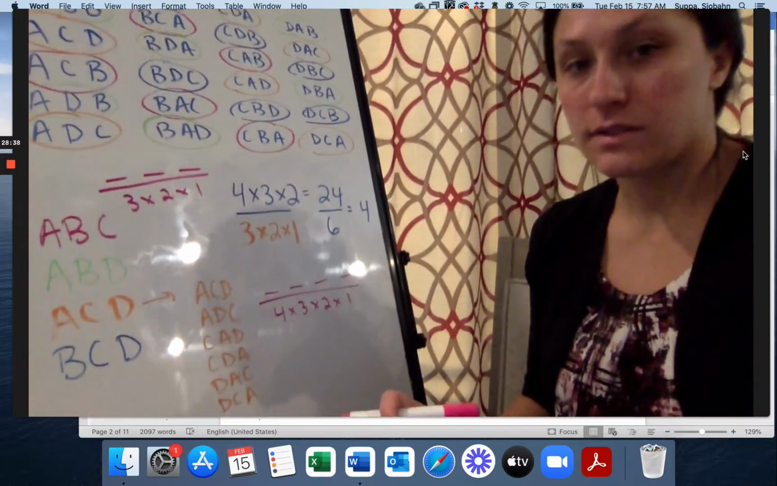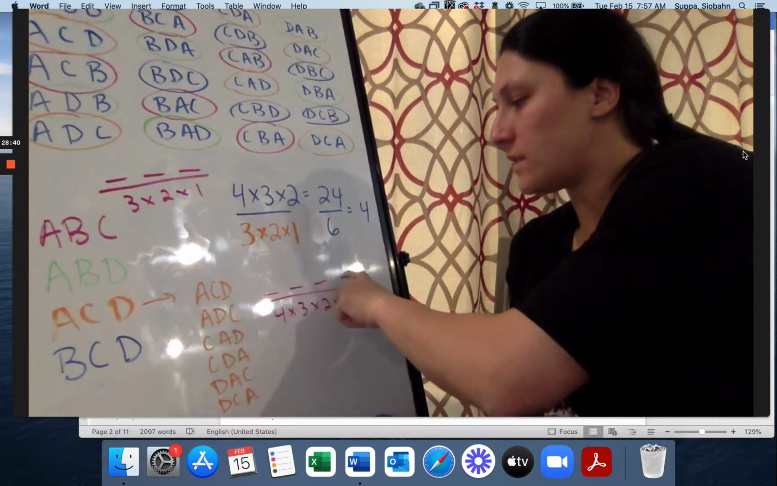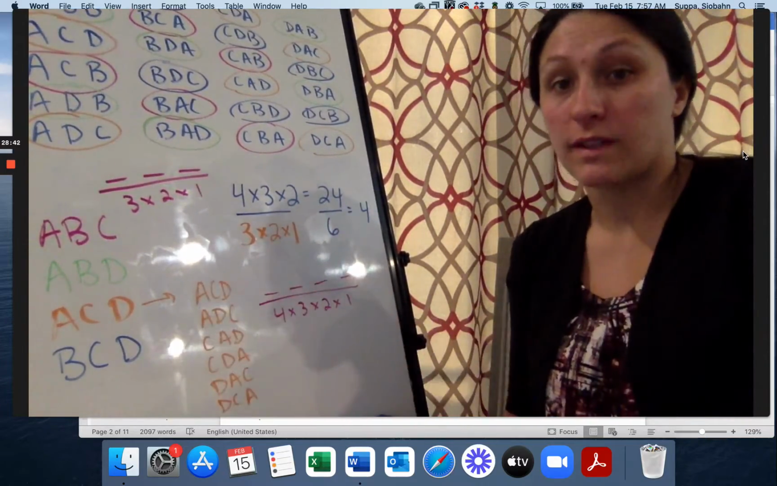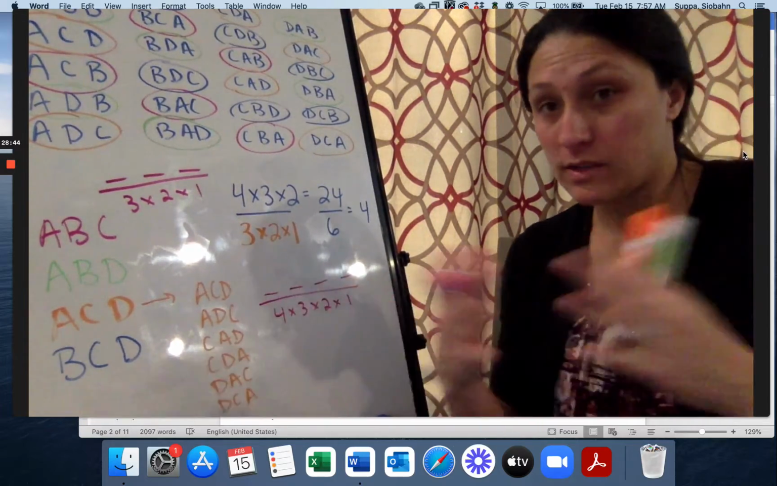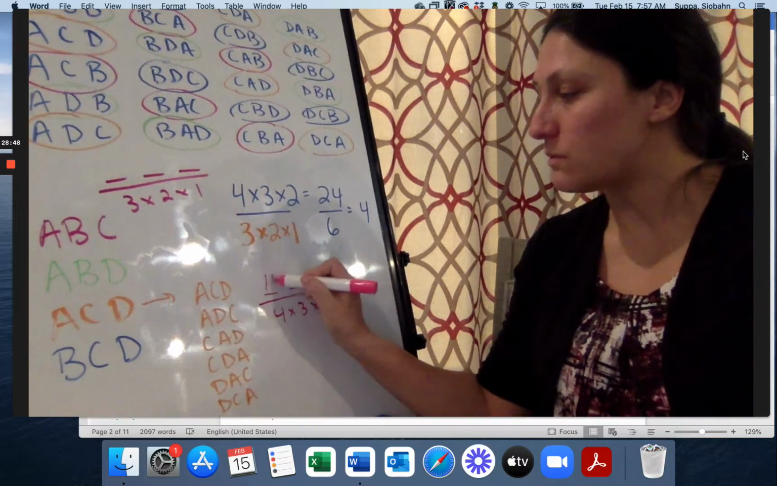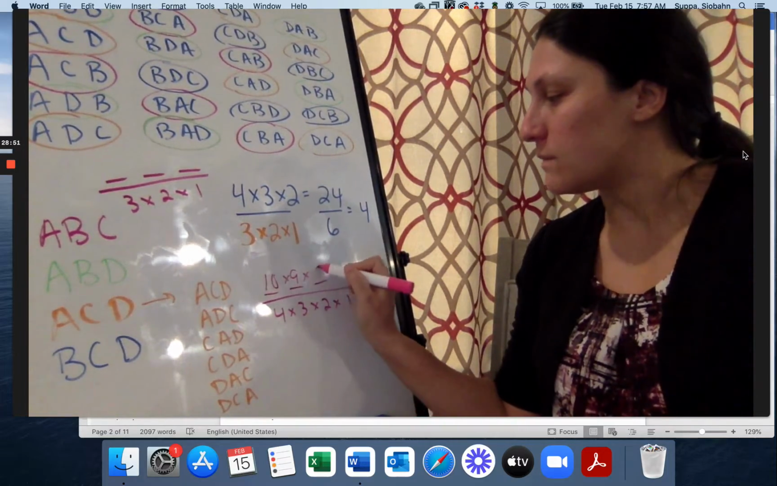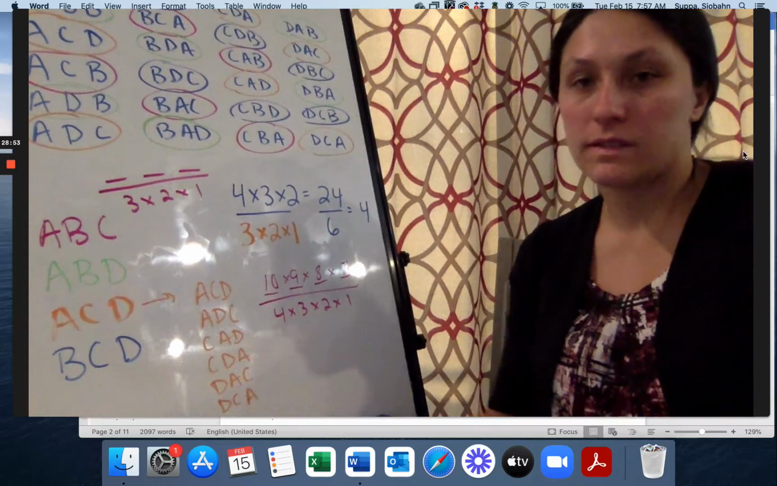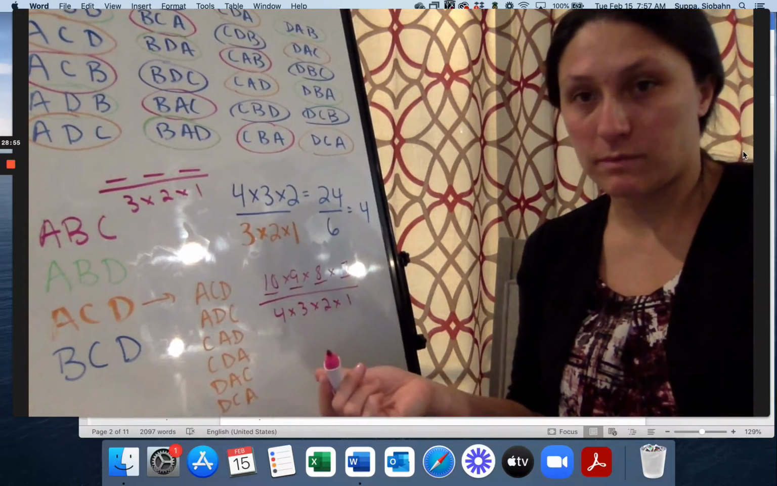Now, the answer that goes up here depends on how many things you have available to select from. So like if you have 10 dogs to select from and you just want to take 4 home to adopt, then up here this would be 10 times 9 times 8 times 7 divided by 4 times 3 times 2 times 1.